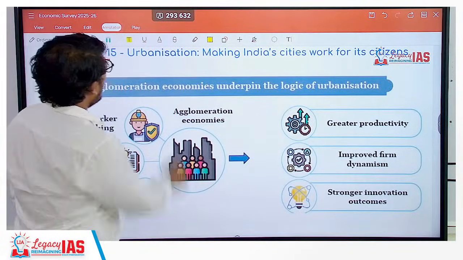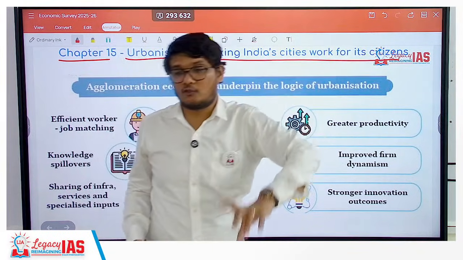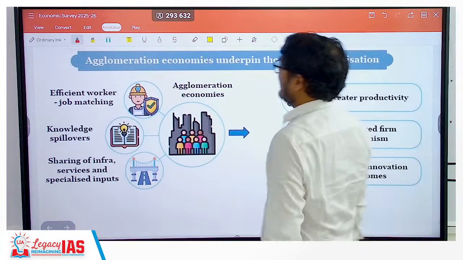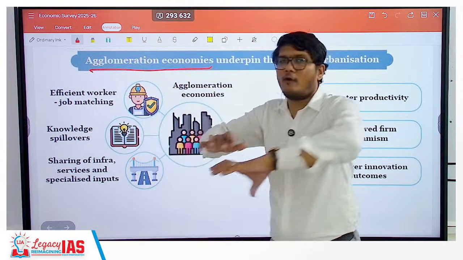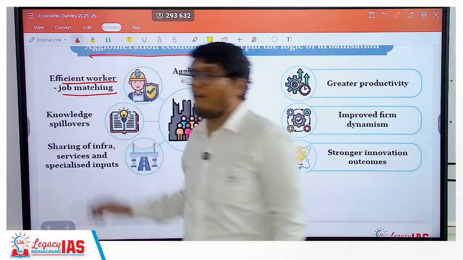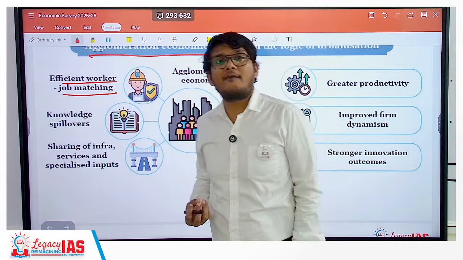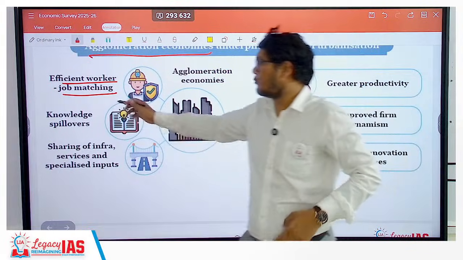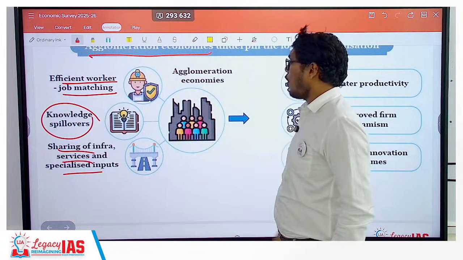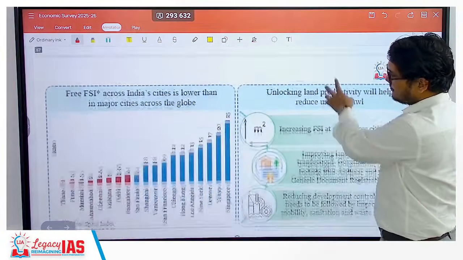Chapter 15, urbanization. It talks about making India's cities work for its citizens. So making the cities better for the citizens who are living in it. So it talks about the agglomeration economy, which consists of a comprehensive thing. So you will have efficient work, the job matching. The people have skills, but the jobs may not be there. The jobs are there, but people don't have the skill. So there is a skill mismatch. All those things need to be addressed. Knowledge spillovers, sharing of infra services and specialized inputs. All these things would be focused on when you talk about developing the urban centers.